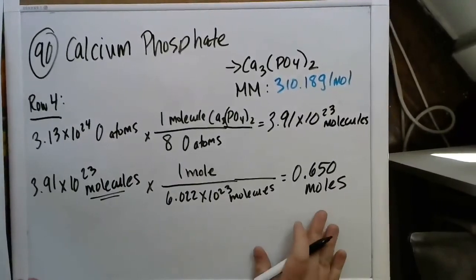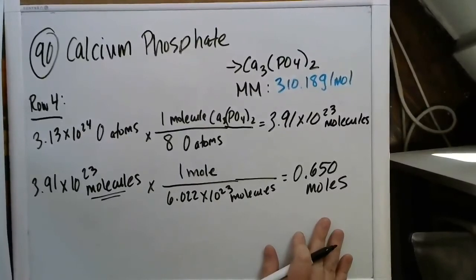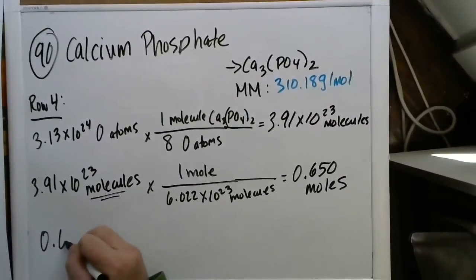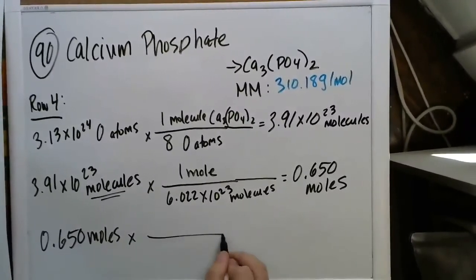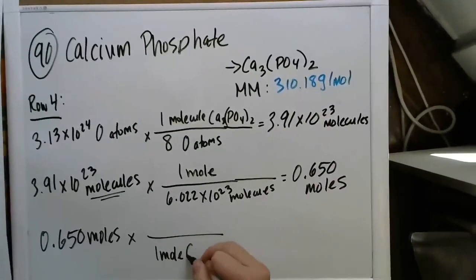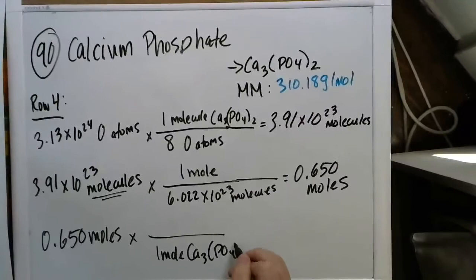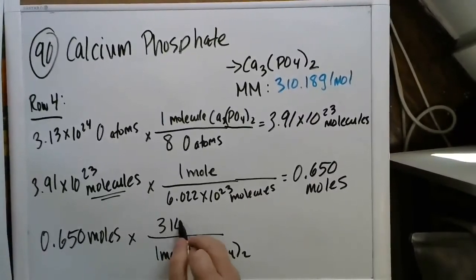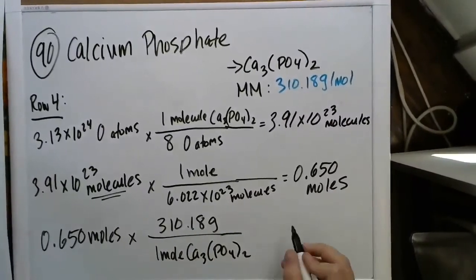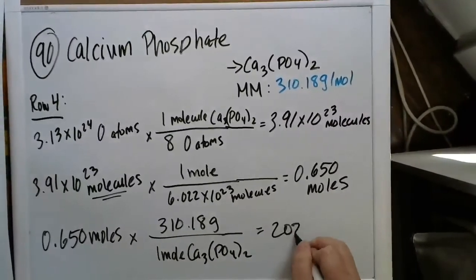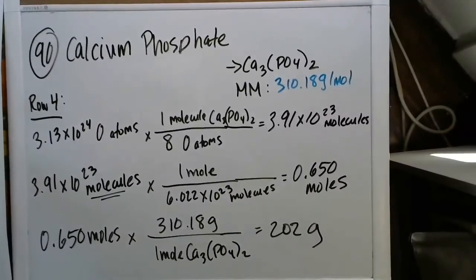Okay, now that I have that mole value, now we can calculate a gram value from it. So if I have 0.650 moles of calcium phosphate, I know from the molar mass that I already found that every 1 mole of calcium phosphate is 310.18 grams. Okay, so this is right around 202 grams of calcium phosphate. Okay, so hopefully that makes sense.